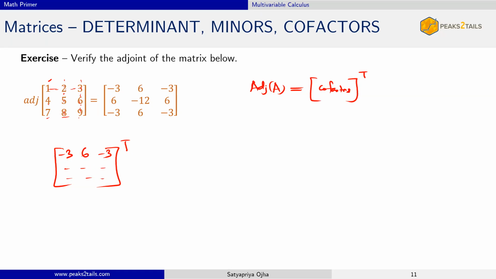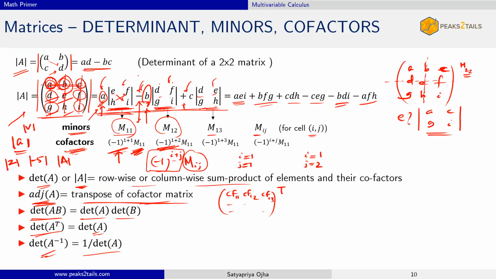If you take the transpose, the first row will become the first column: minus 3, 6, minus 3. I hope you didn't look at this and tell me the answer. Anyway, I'm sure you got the gist of how to calculate minors, cofactors, adjoint, and determinant, all 4. Any questions? You'll never need to calculate minors, cofactors or adjoint. Also for determinant, you have a simple function in Excel, in Python, everywhere.